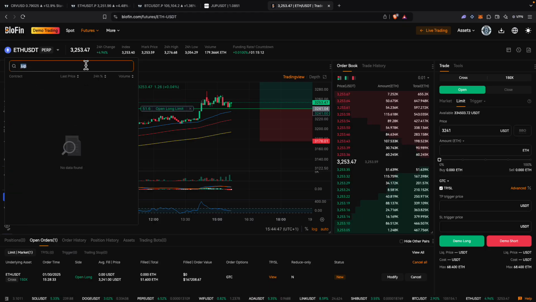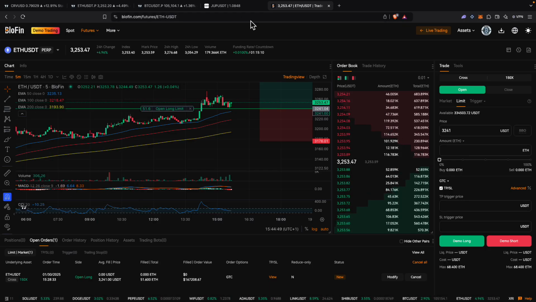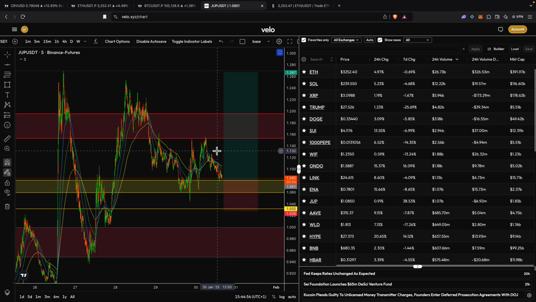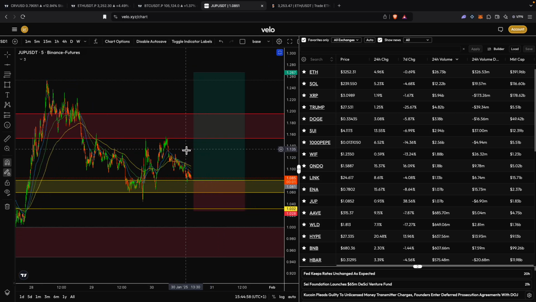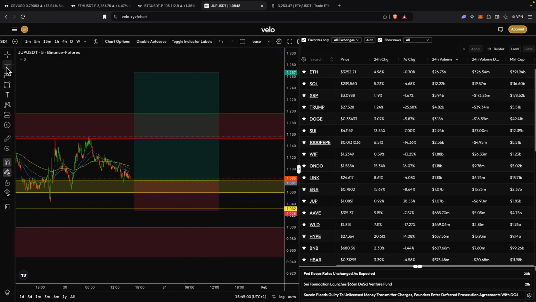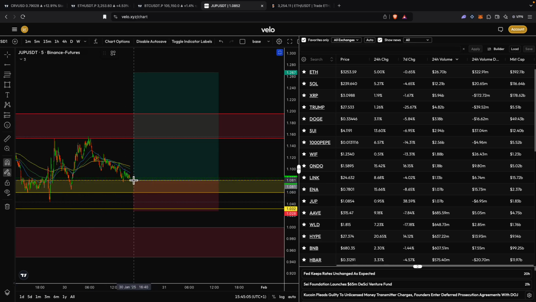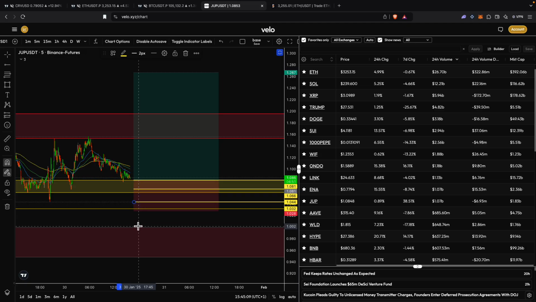Oh, nice, they don't have JUP. So I wanted to show how to spread the risk. To spread the risk, let's say we want to have a first entry here, a second entry here, and a third entry here, with a setup like a stop loss.